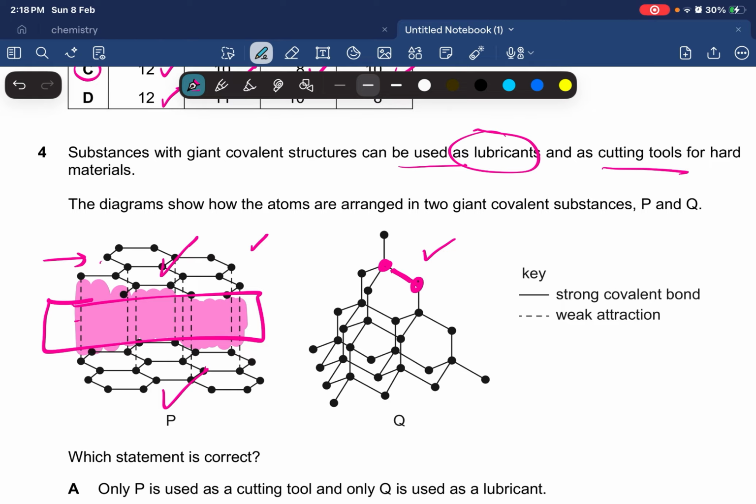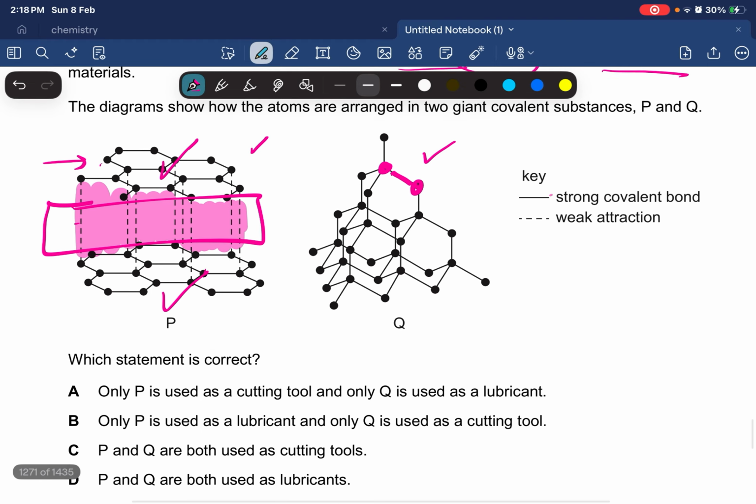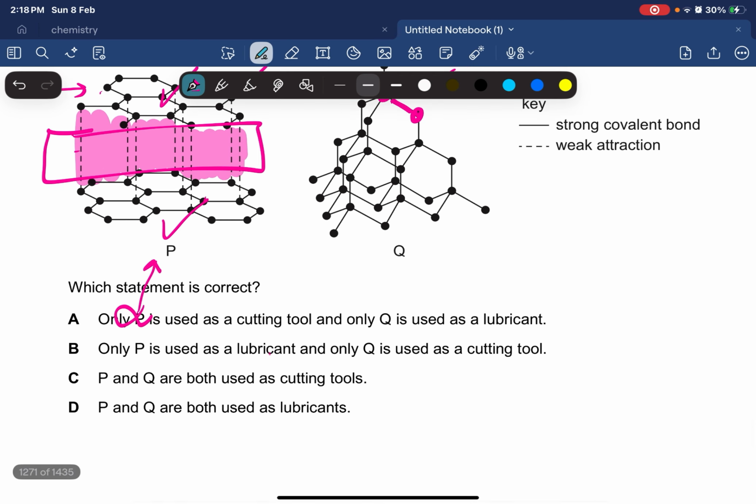The diagram shows how the atoms are arranged in two giant covalent substances P and Q. Which statement is correct? Only P is used as a cutting tool. No, P is not used as that. P is used as a lubricant. Only P is used as a lubricant and only Q is used as a cutting tool. Yeah. Q is used as a cutting tool, which is our diamond, and P is used as a lubricant, which is our graphite.